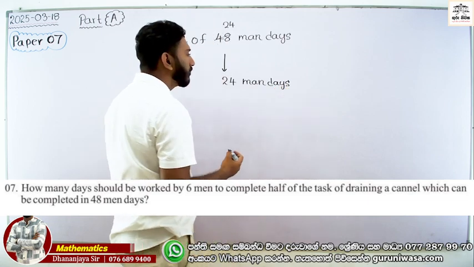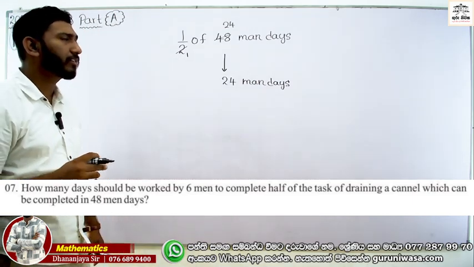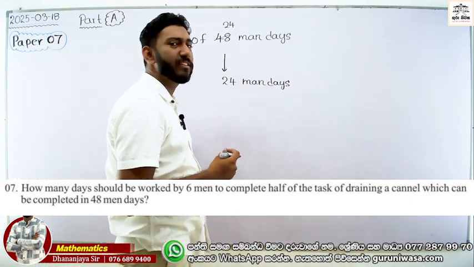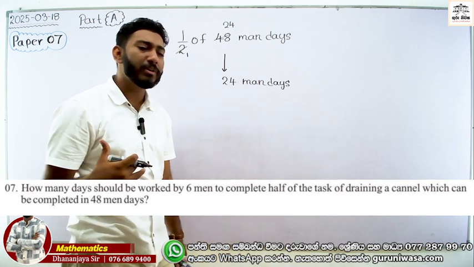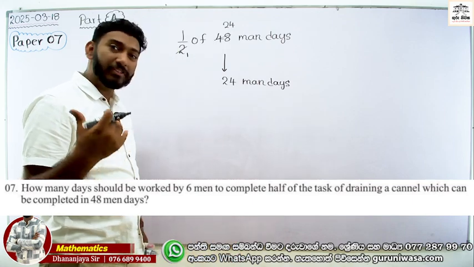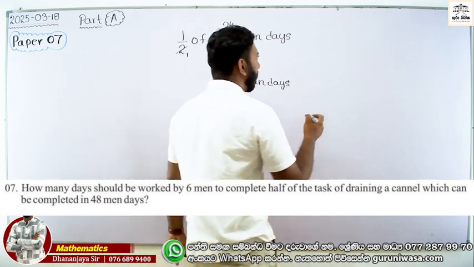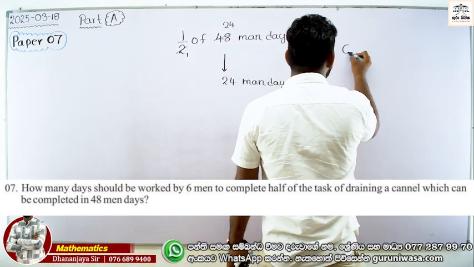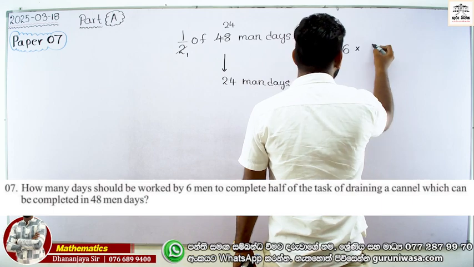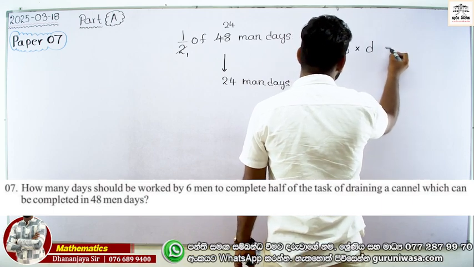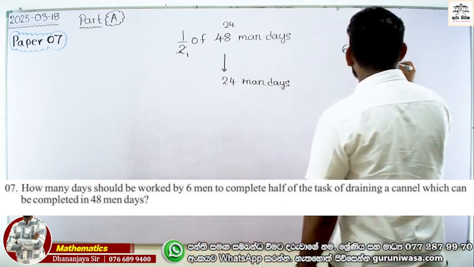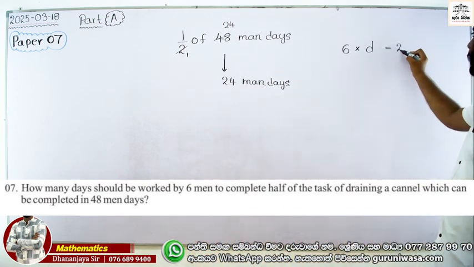Now you know this one becomes the product between the men and the days. The question is how many days? We don't know, but 6 men. Now you can write like this. Therefore, 6 multiplied by D, men and days, becomes 24.